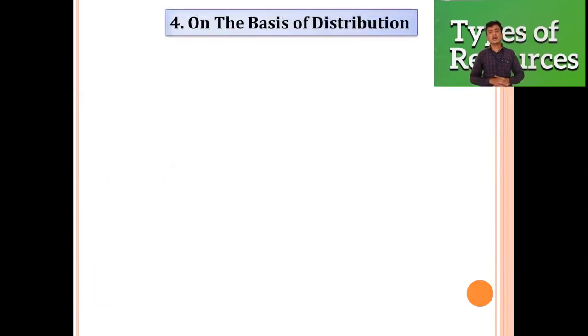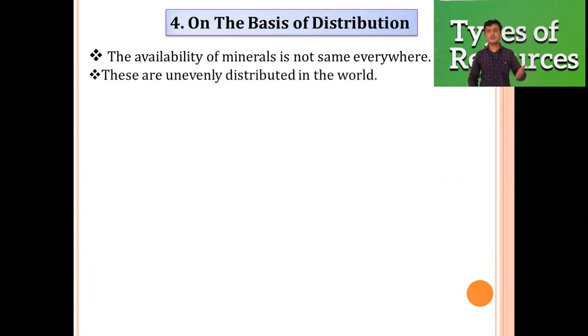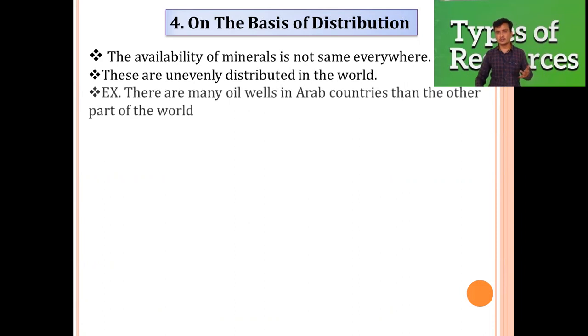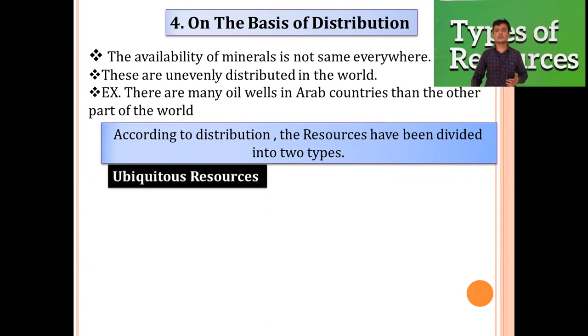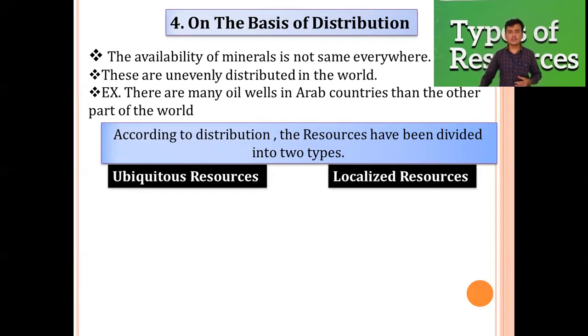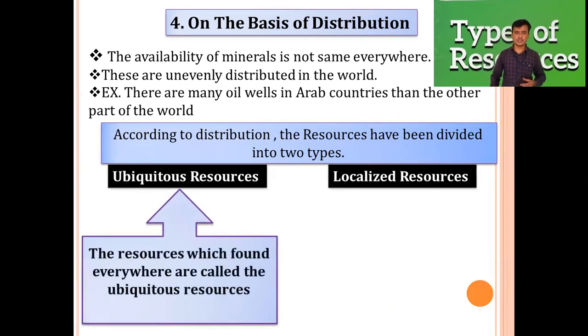Then the last type of natural resources is on the basis of distribution. We find that resources are not the same everywhere, and their quantity is not equal everywhere. For example, we find a number of oil wells in Arab countries and we don't find them in other countries. So according to distribution, there are two types: ubiquitous resources and localized resources.